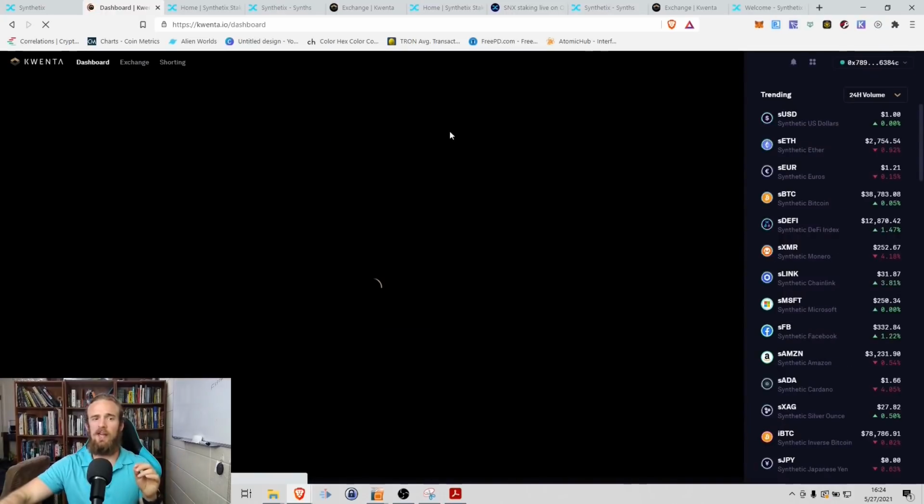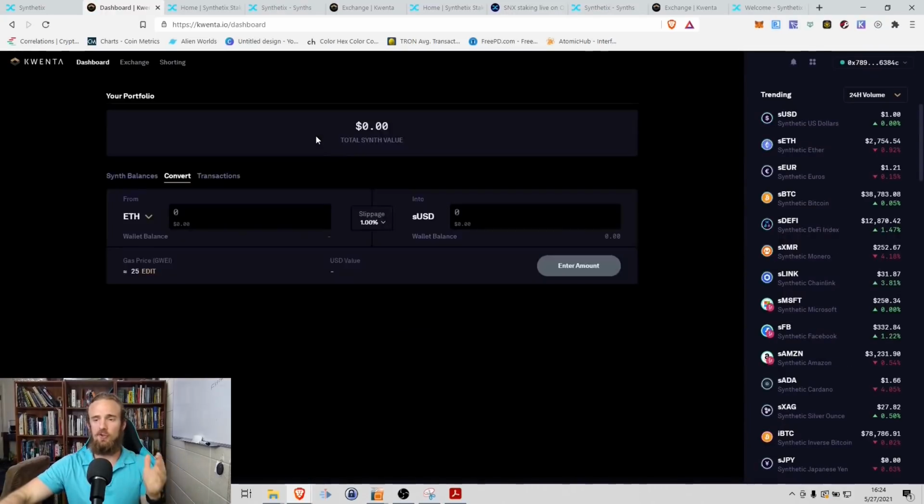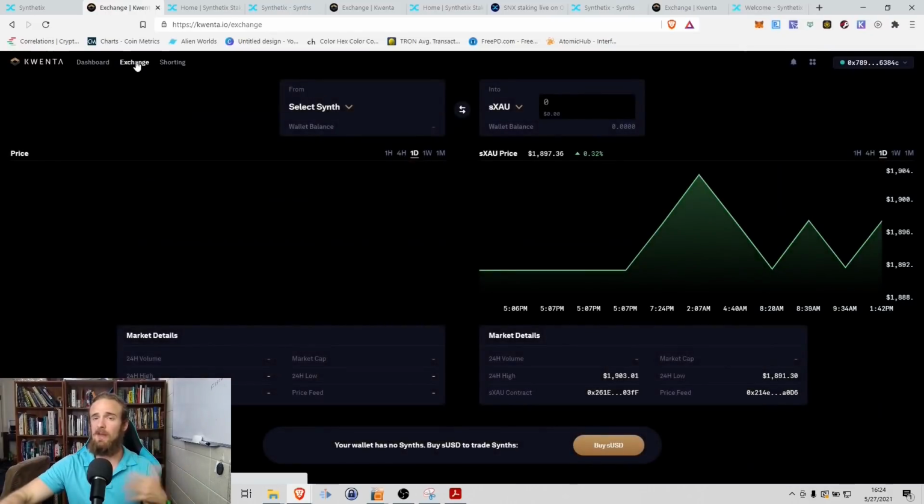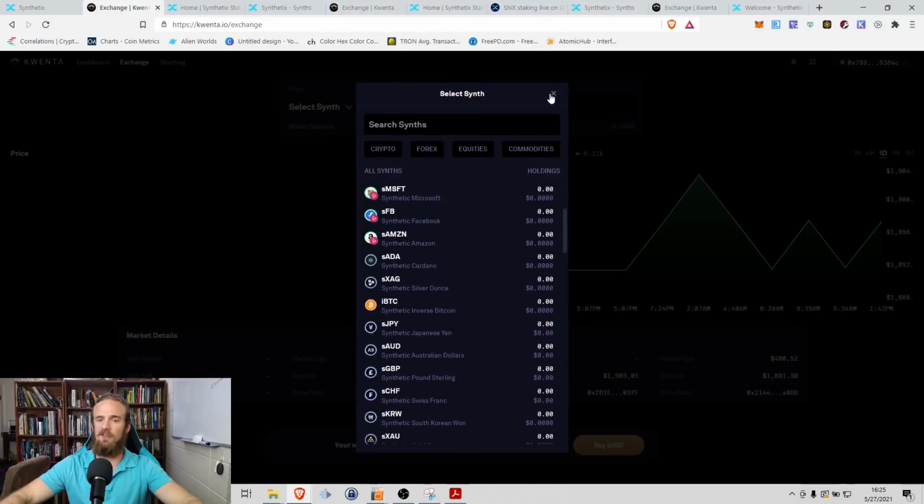Now, one thing I do want to point out about this exchange, it is for trading from a synthetic asset to another synthetic asset. So what you'll see here is that I do not have any synthetic assets to trade in my wallet. I have Ethereum, I have various forms of ERC20 tokens, but I don't actually have an ERC20 synthetic asset. So what you'll see here when we go to this site, it's asking me to trade from one synthetic asset to a variety of different synthetic assets.